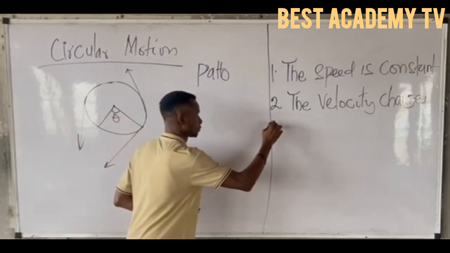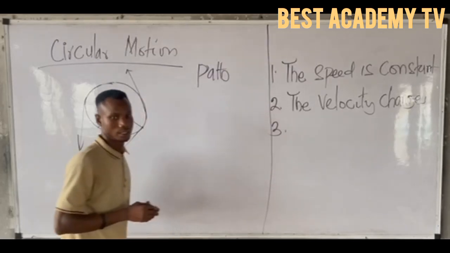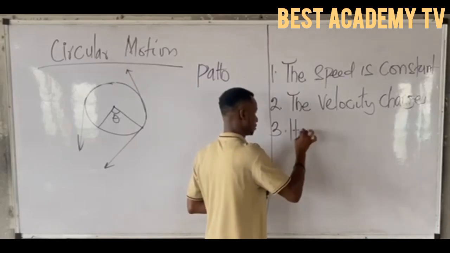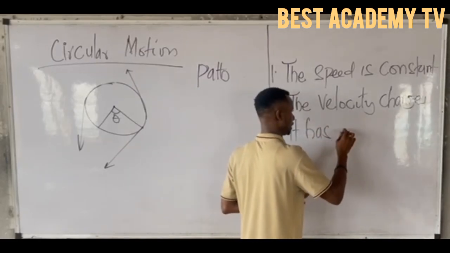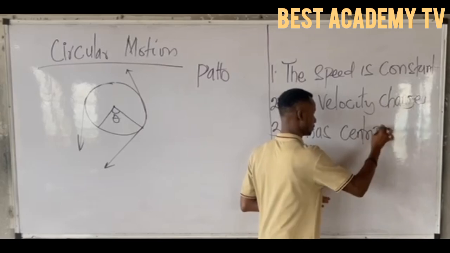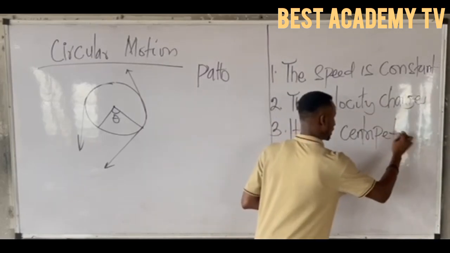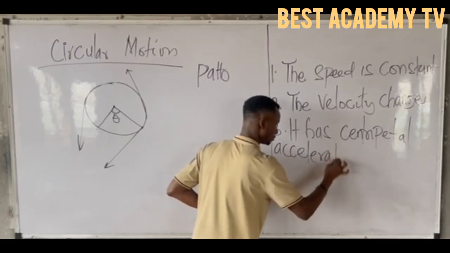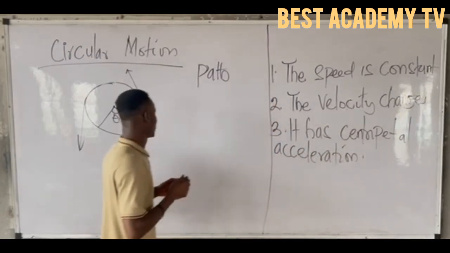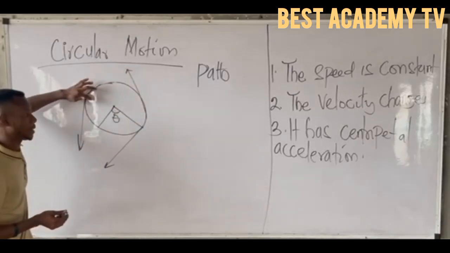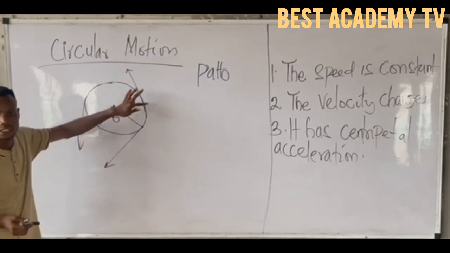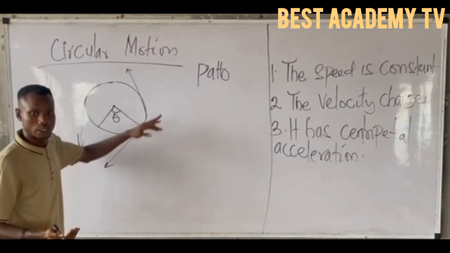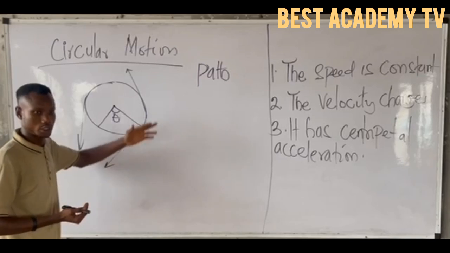Number three, it has centripetal acceleration. Please take note. Now listen. For this to be kept in a circular path here, it means that there must be an acceleration that will be involved. And what is that acceleration? Centripetal acceleration.